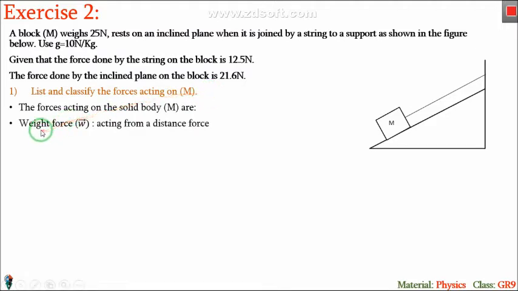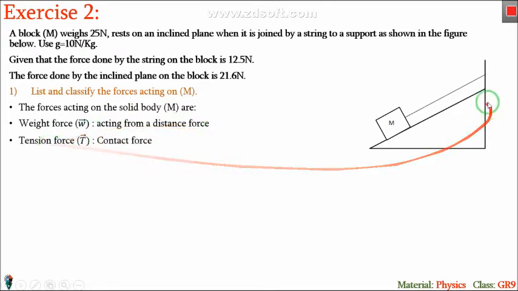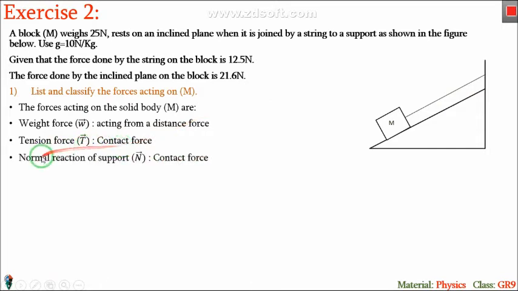The first one is the weight force. Its symbol is W and it's an acting-from-a-distance force. The second one is the tension force, which is due to the string. Its symbol is T capital and it's a contact force. The third one is the normal reaction of support force due to the inclined surface the block is resting on. Its symbol is N capital and it's a contact force.